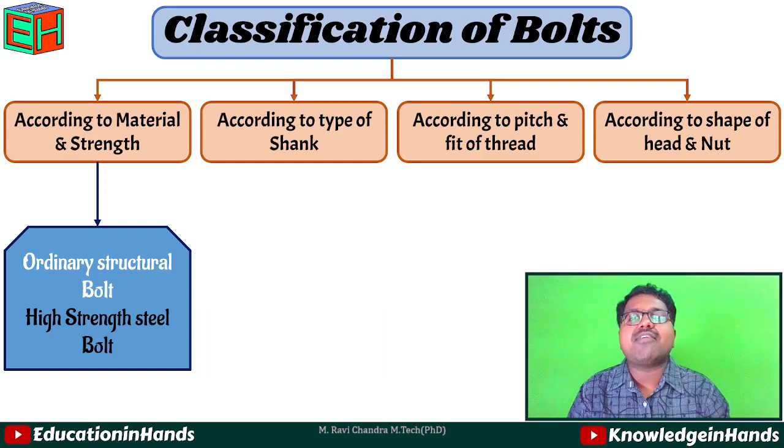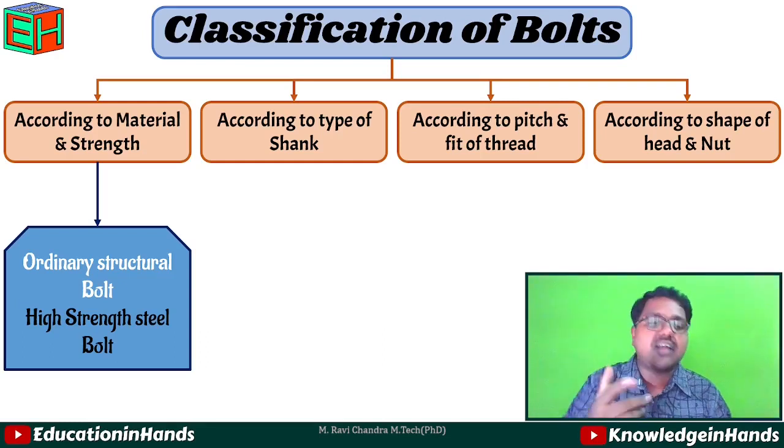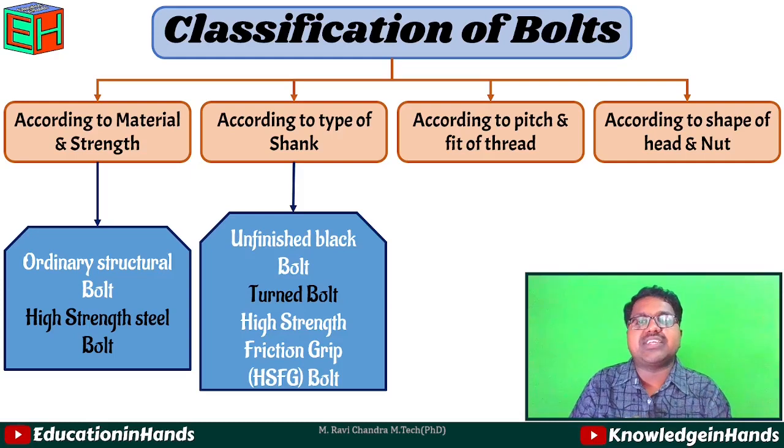Then the second type of classification is according to type of shank, how the shank is, and classification is based on that shank. So what are those classifications? First one is unfinished black bolt, which is like not fully finished. That's why it is called unfinished or black bolt. Then the next one is turned bolt, and then the last one is high strength friction grip or HSFG bolt, which is having very high strength and its holding capacity is also more.